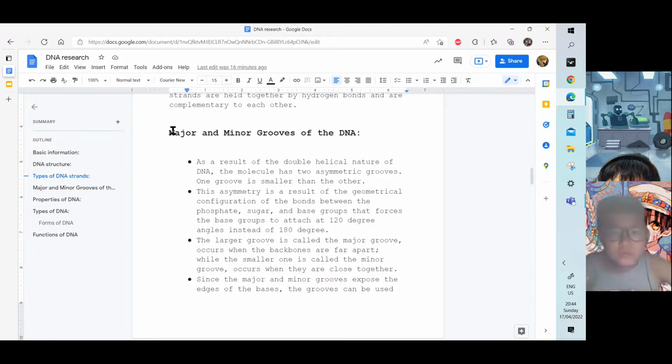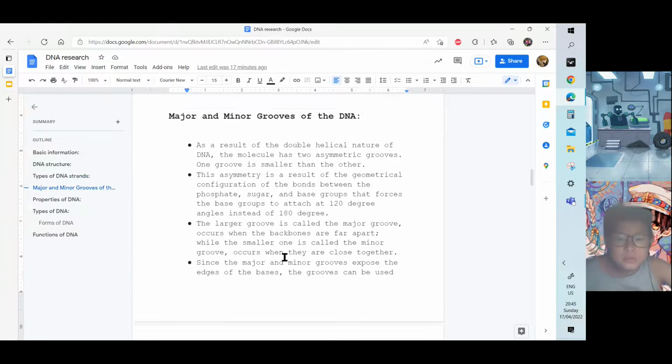Major and minor grooves of DNA. As a result of the double helical nature of DNA, the molecule has two asymmetric grooves. One groove is smaller than the other. This asymmetry is a result of the geometrical configuration of the bonds between the phosphate, sugar, and base groups that force the base groups to attach at 120-degree angles instead of 180-degree. The larger groove is called the major groove, which occurs when the backbones are far apart, while the smaller one is called the minor groove, which occurs when they are close together.